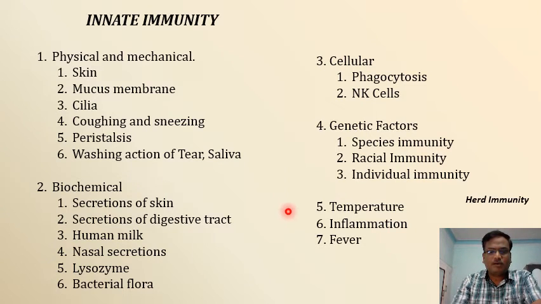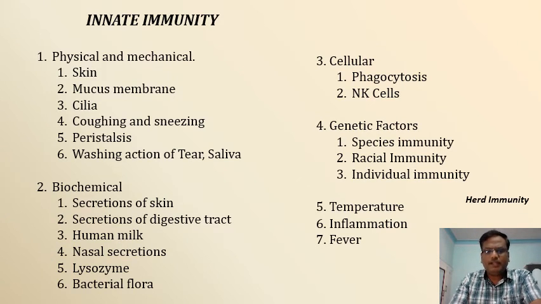Now, lastly, some general things. Of course, temperature. Here we are talking about the body temperature. Whenever there is an infection, the body temperature is going to rise. Now, what is happening? The body is trying to fight the infection and it is trying to produce more energy, and the biochemical reactions are going to be fast. So for that, higher temperature is required. So that is why the body temperature is raised whenever there is an infection.